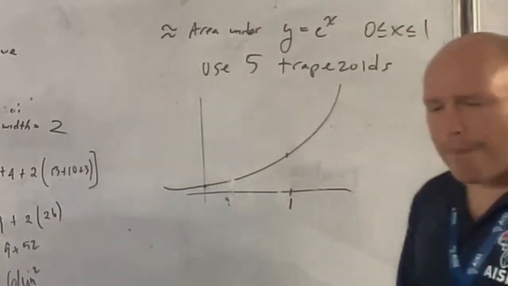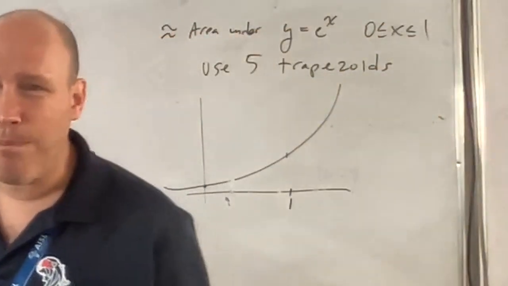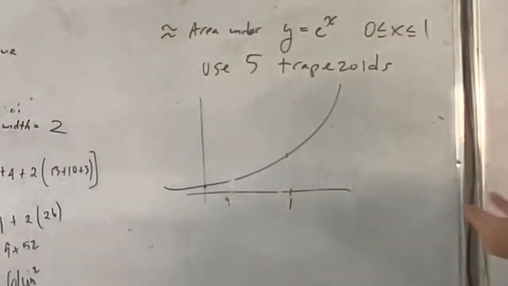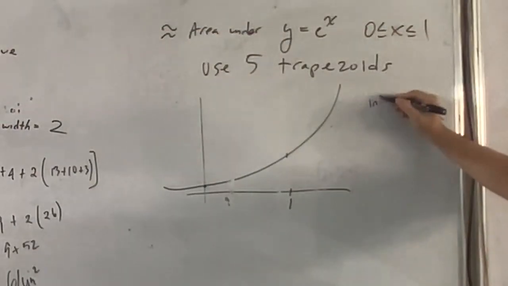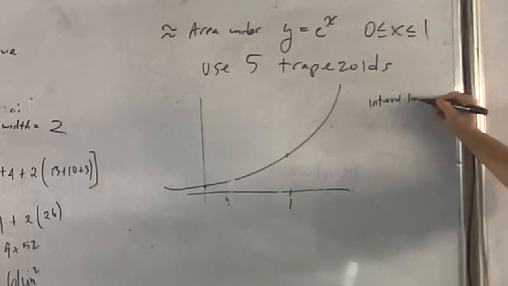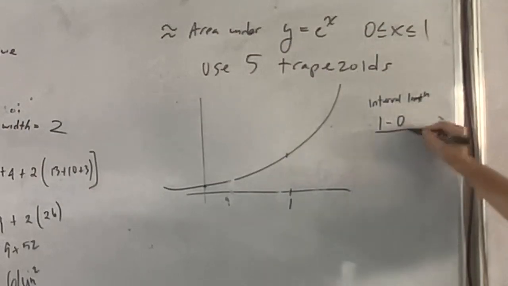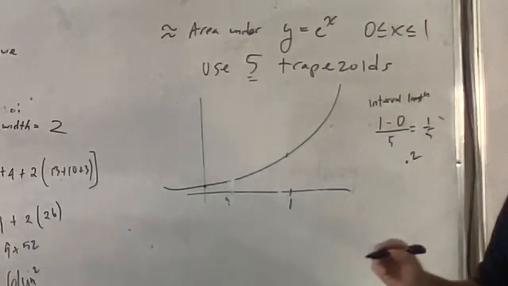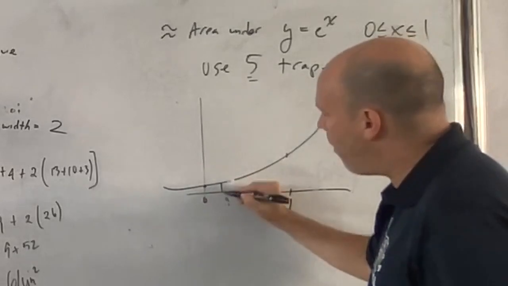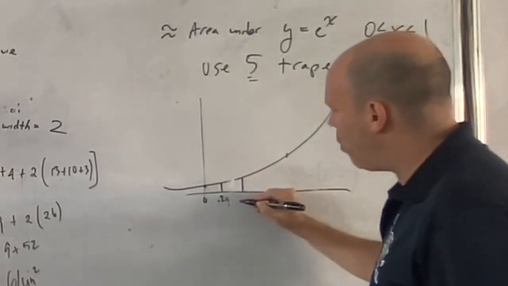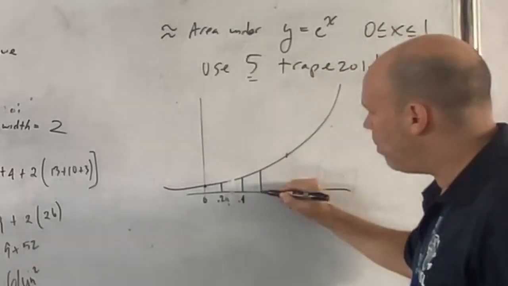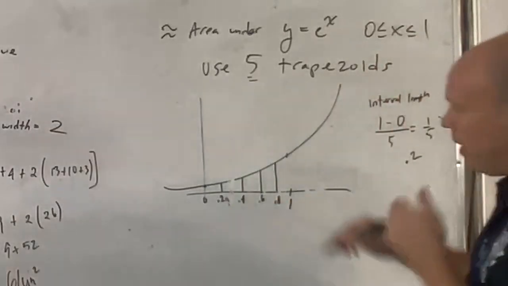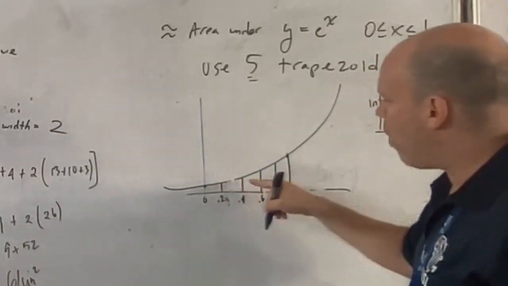And I want 5 trapezoids. If I want 5 trapezoids, how many cuts do I have to make? Well, I can know in my head I need 4 cuts, or I can know that the interval length is 1 minus 0 divided by 5, which is 1/5 or 0.2. So I start at 0, go up by 0.2, and up by another 0.2, another 0.2, and lastly the final 0.2 takes me to 1. And so I see here, I have 5 trapezoids.